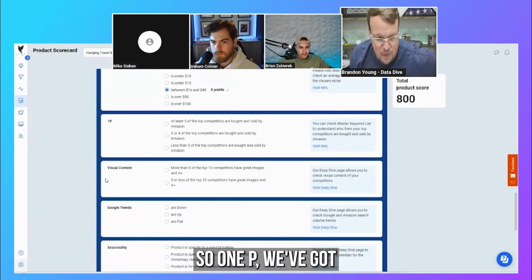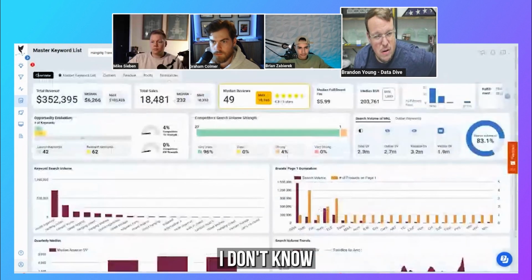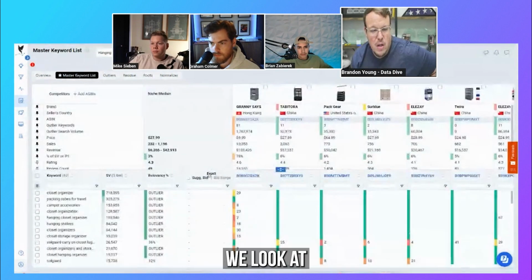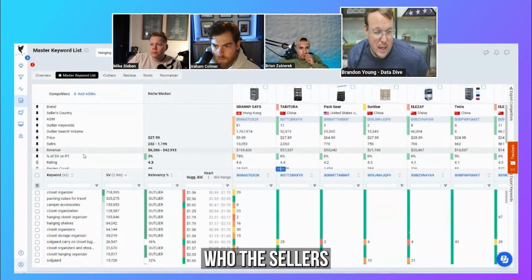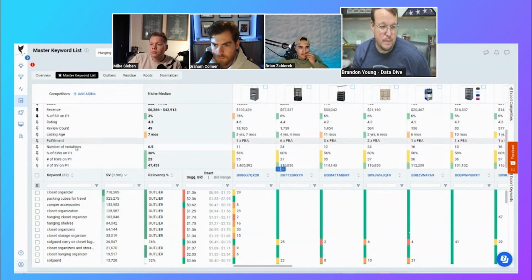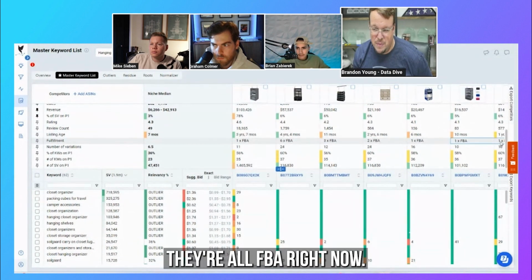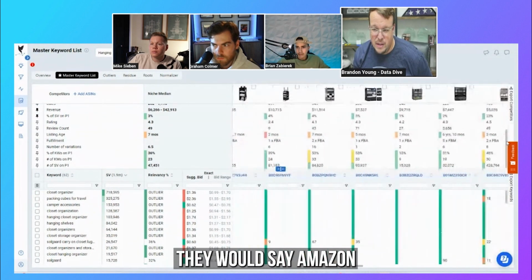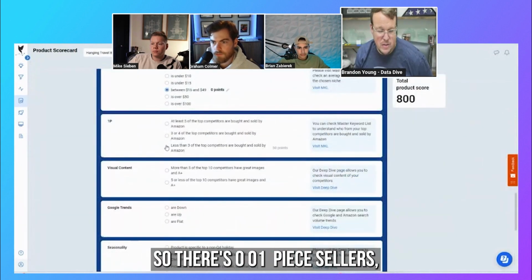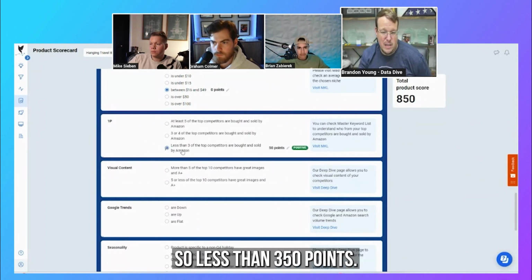So 1P, we've got at least 5 of the top 10 competitors are bought and sold by Amazon. I don't know how many of them are 1P. So if we go back over to the master keyword list, we look at who the sellers are. Here's sellers country. Fulfillment here, FBA, they're all FBA, right? No, they would say Amazon if it was 3P. So there's 0, 1P sellers, which means they're wholesaling to Amazon, and Amazon is selling it. So less than 3, 50 points.